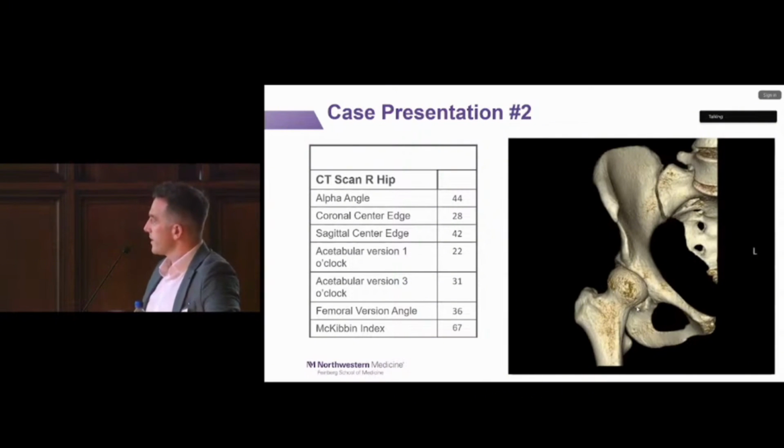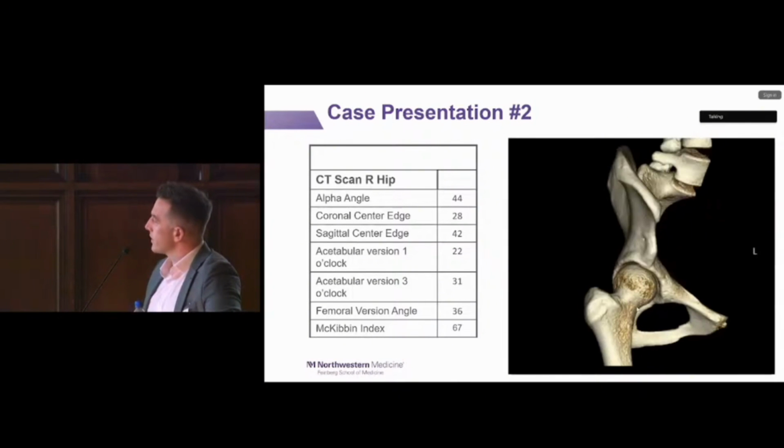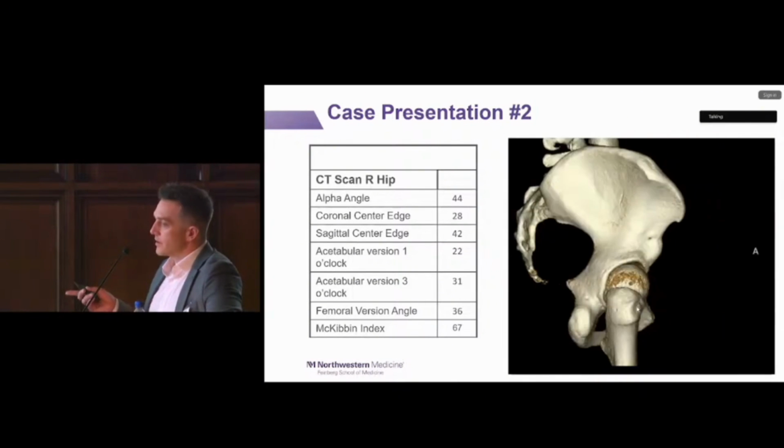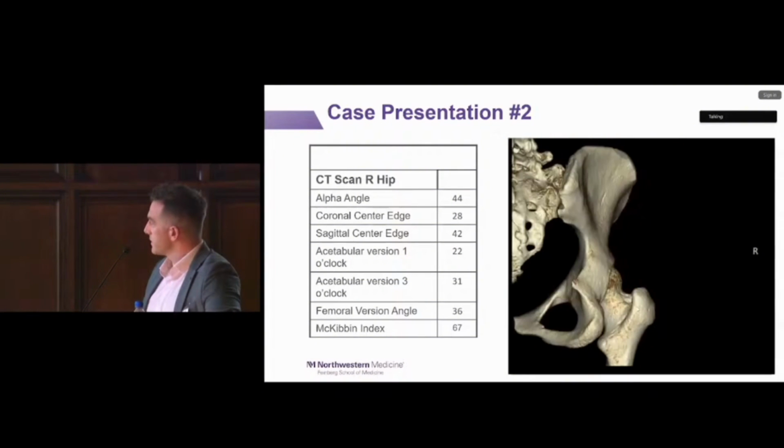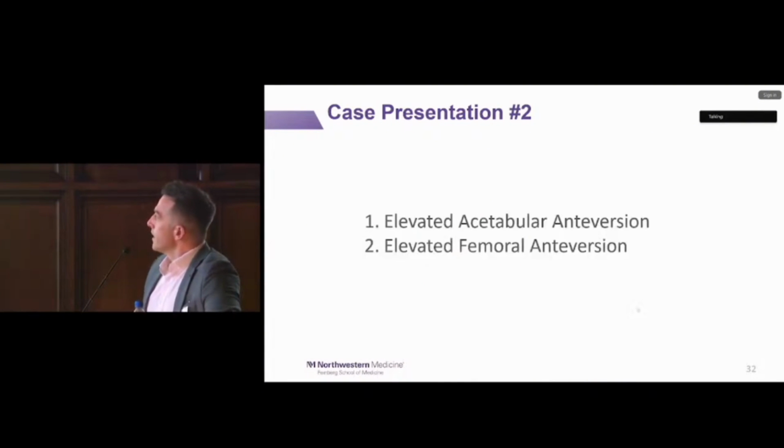And then she's got a really anteverted socket. At 1 o'clock she was 22, and at 3 o'clock, 31. Femoral version here was 36, giving her a combined version index of 67. So problems for her, at least with regard to the bone, are elevated acetabular version as well as femoral version.